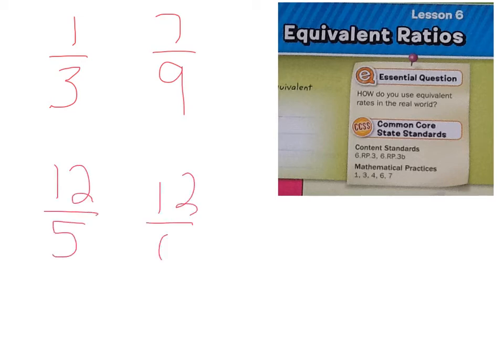This is Chapter 1, Lesson 6, Equivalent Ratios. Remember, ratios are numbers that kind of look like fractions. So like 1/3, 7/9, 12/5, 12/6. Ratios are exactly like fractions. These also are the ones that we talked about in Lesson 2, where we had to simplify them down to lowest terms, which again we should be good at because we're good at simplifying fractions.